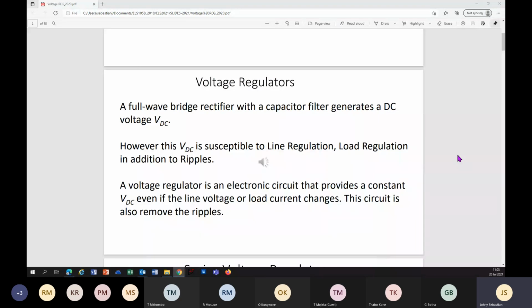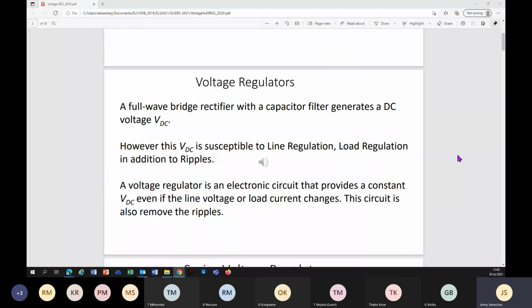A full-wave bridge rectifier with a capacitor filter generates a DC voltage, VDC. However, this VDC is susceptible to line regulation, load regulation, in addition to ripples. Those who already started with that full-wave bridge rectifier practical, you could identify that.